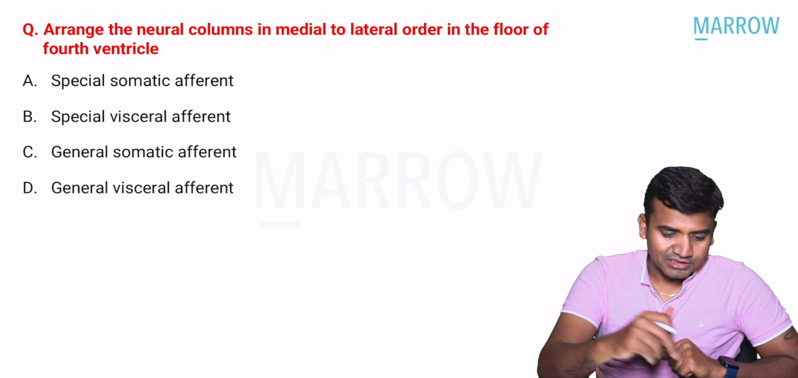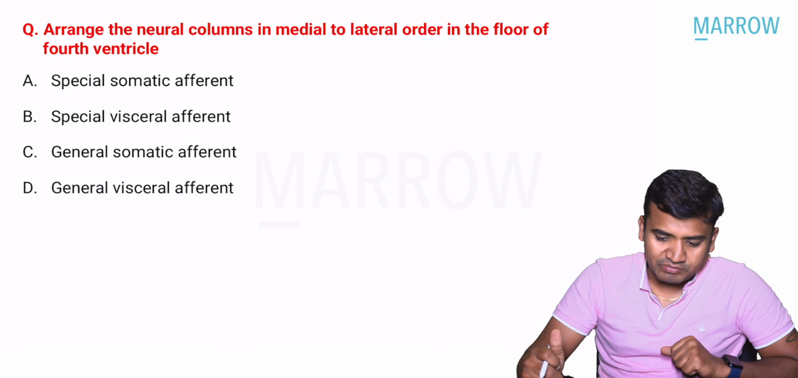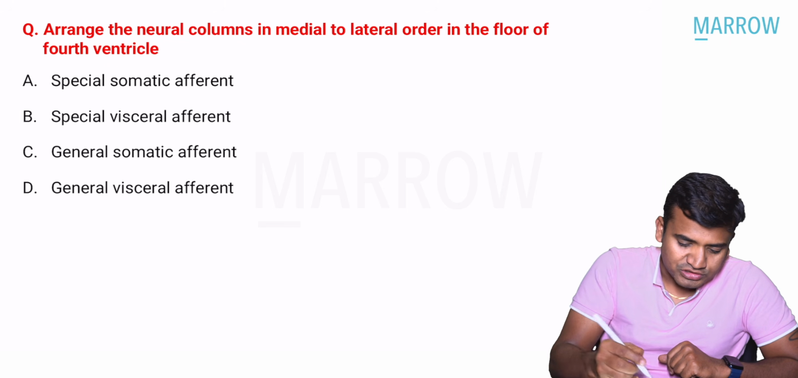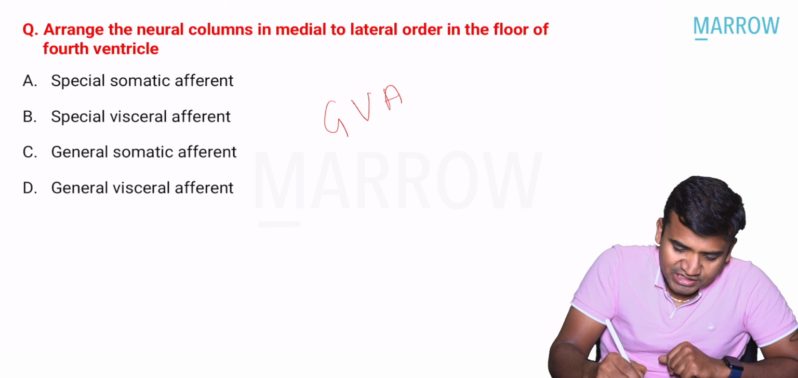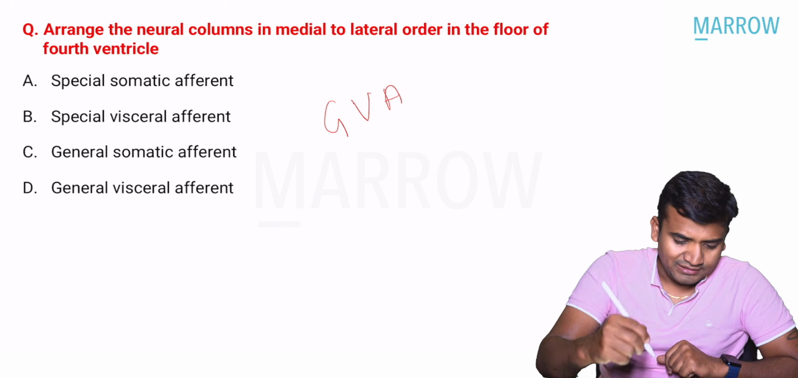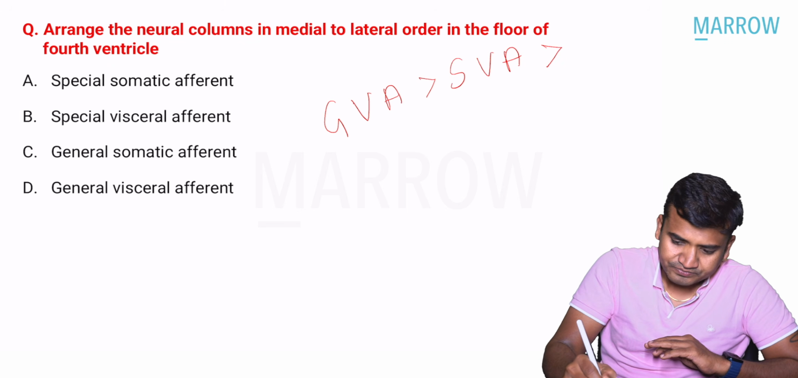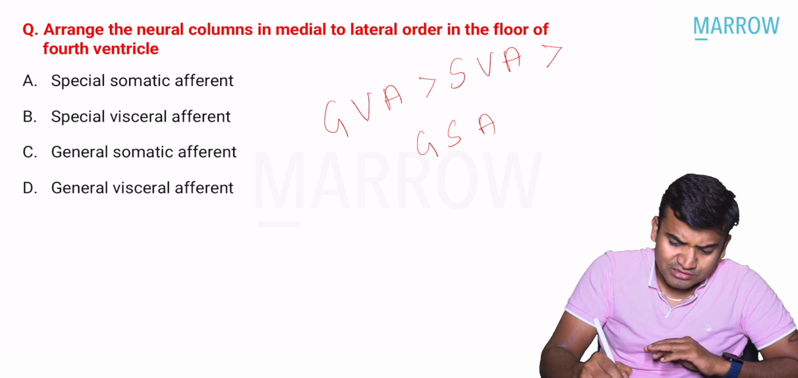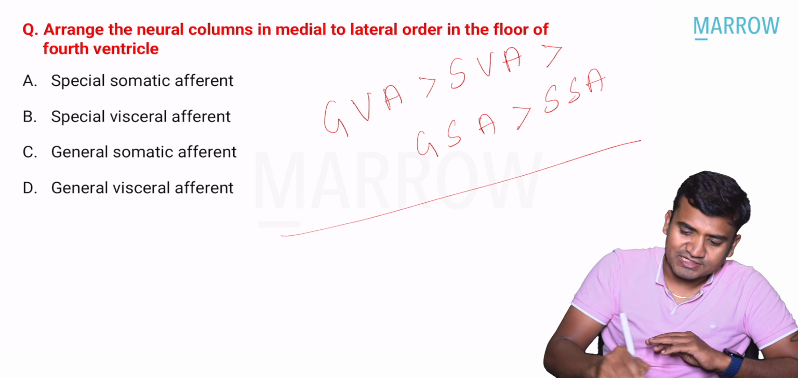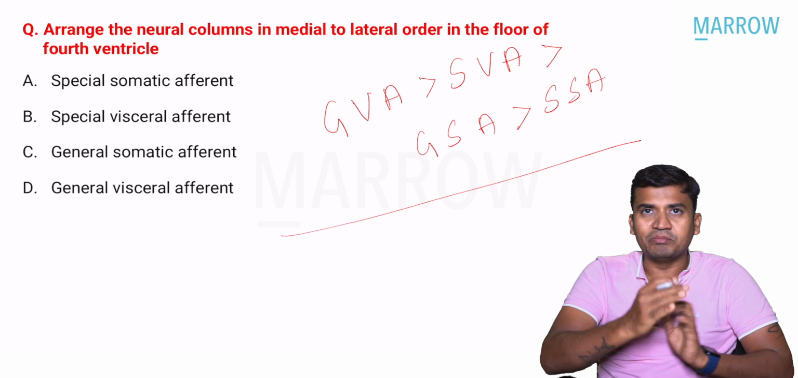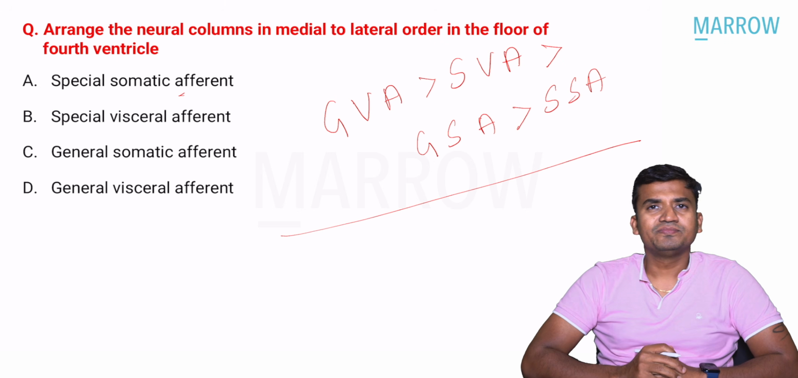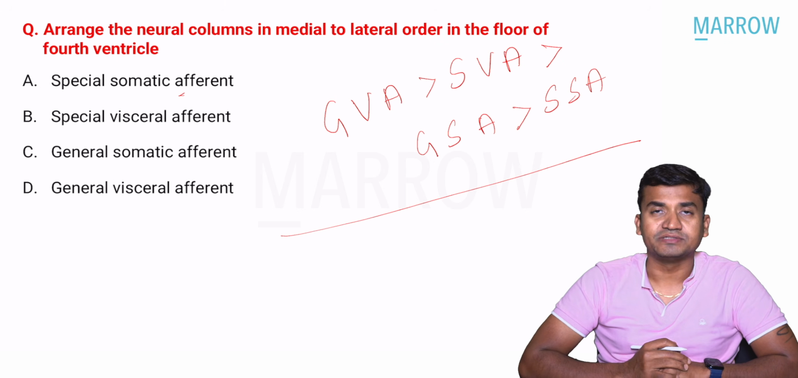Okay, right. Now see this question. Arrange the neural columns in medial to lateral in the order of the floor of fourth ventricle. I told you the medial most one will be the general visceral afferent. That is the medial most. Then special visceral afferent, followed by general somatic afferent, followed by special somatic afferent. It is the order of arrangement from medial to lateral for the afferent column. All were afferent only. Okay, right. That is the answer for this question.